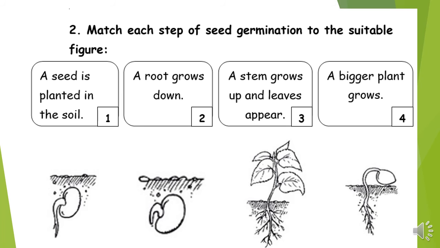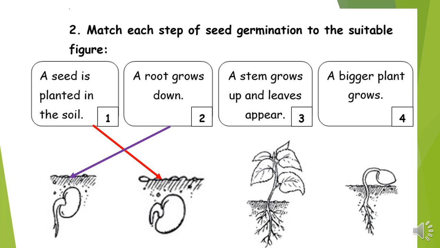Or a root grows down? Or a stem grows up and leaves appear? Or a bigger plant grows? Excellent, guys. A root grows down. So what do I have to do now? Just match this picture to number 2. Excellent, guys. The next picture, what do you see here? I see just a seed under the soil. So which number? Excellent, number 1. A seed is planted in the soil.